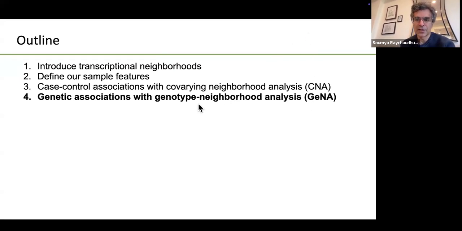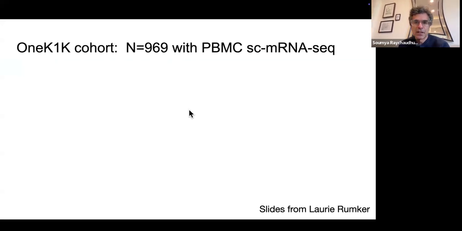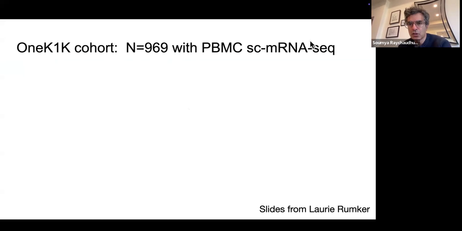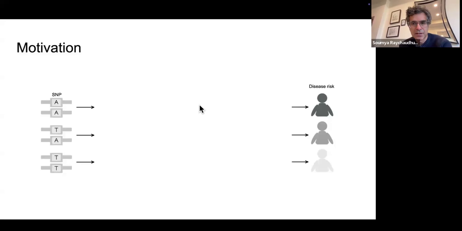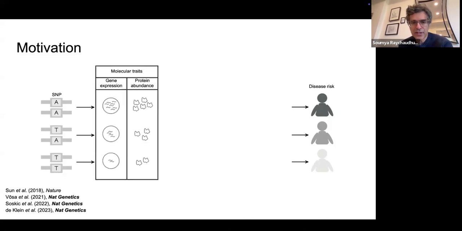Genotype neighborhood analysis. And again, this is work led by Lori, and Lori set up a collaboration with the 1K consortium, obtaining 969 sample profiles. We had something close to a million cells to look at, a million single cell profiles. And what we really want to ask is for an individual that had AA or TA or TT for a given SNP, so here you have one SNP, the 2 chromosomes, does that affect cell state?